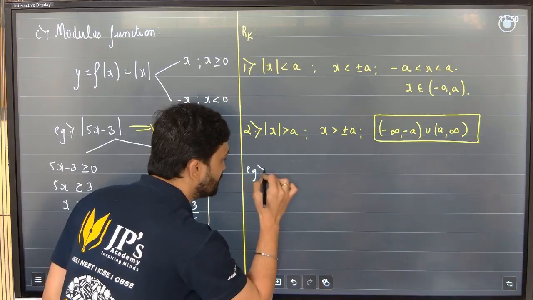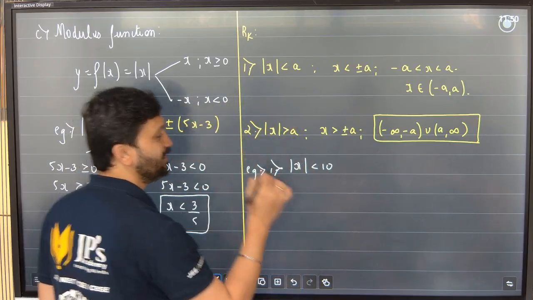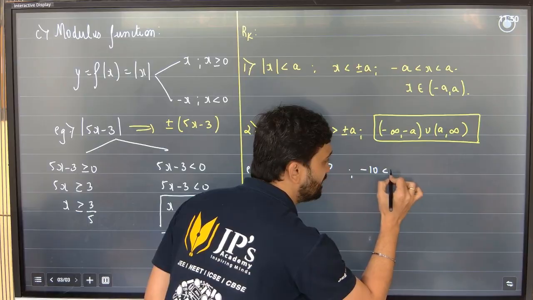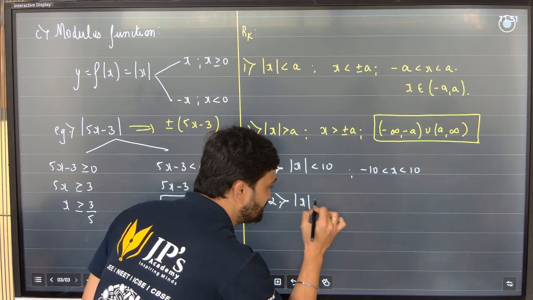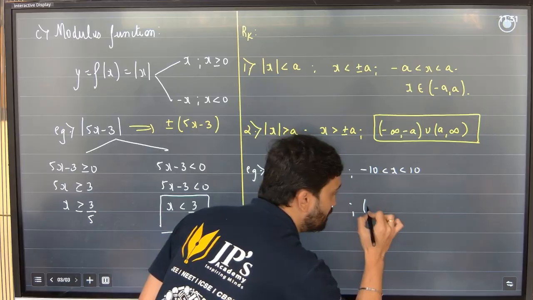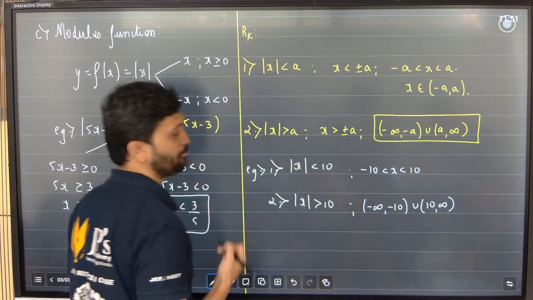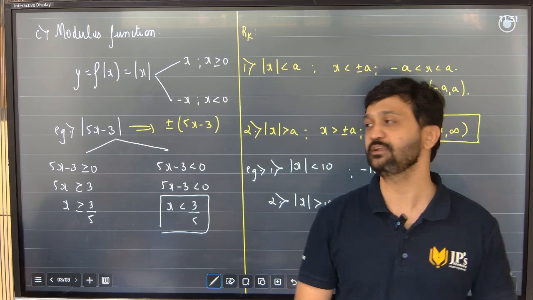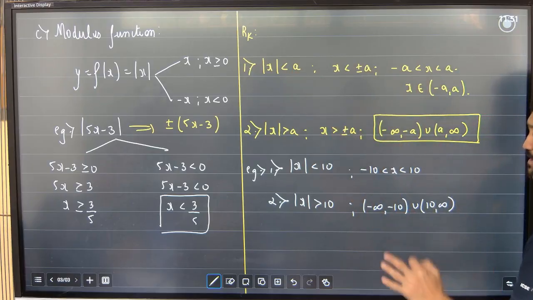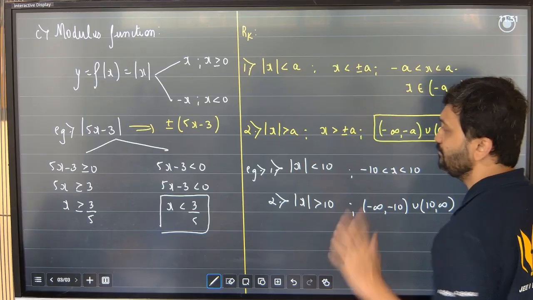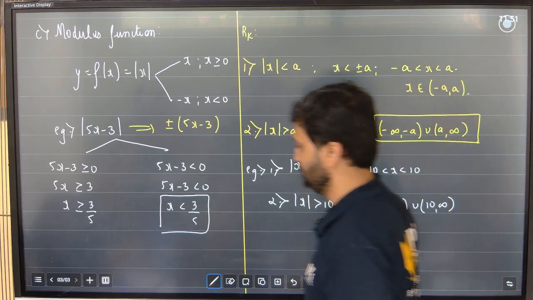Now let's write this example. Someone tells us the first example is mod of x is less than 10. I can directly write it as minus 10 is less than x, less than 10. This is the first sum. If someone tells us mod of x is greater than 10, the exact opposite of this, it is minus infinity to minus 10 union 10 to infinity. And this is the answer. This is a very, very important property that we need to remember, because we can directly use the answer in all our sums, depending on this data.